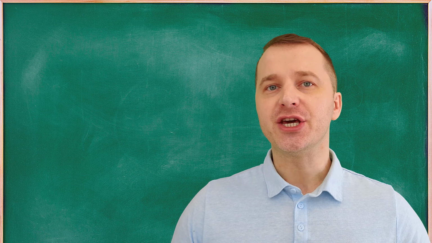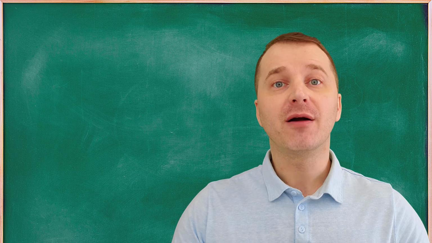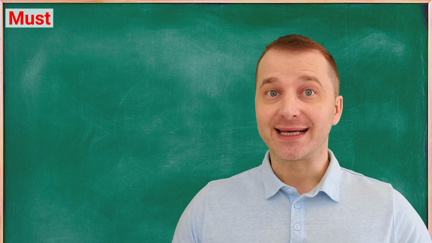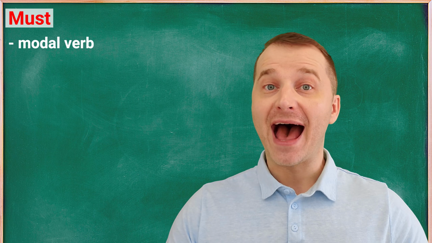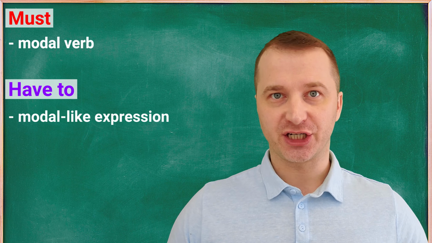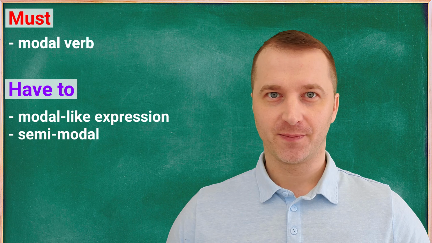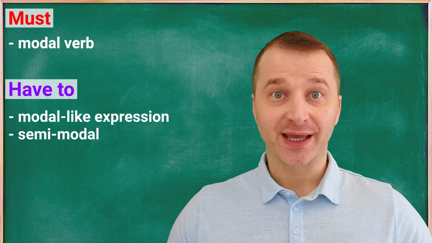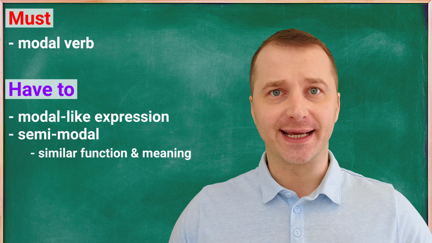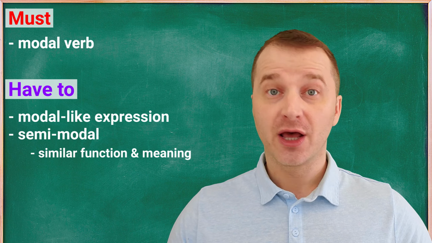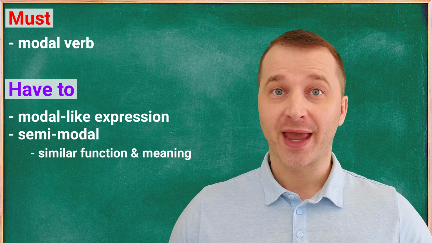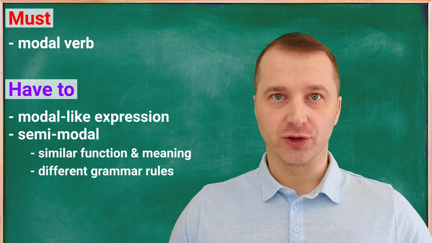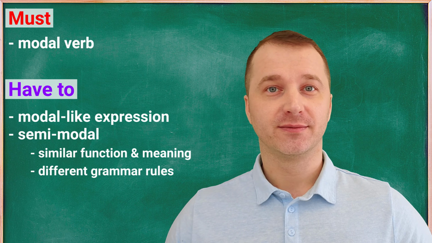Quite often, you may hear that must and have to are modal verbs. And this is not exactly true. Must is a true modal verb. Have to is a modal-like expression or semi-modal. The reason why have to is a modal-like expression is because its function and meaning is similar to must, which is a true modal verb. However, have to does not follow the grammar rules of a true modal verb.